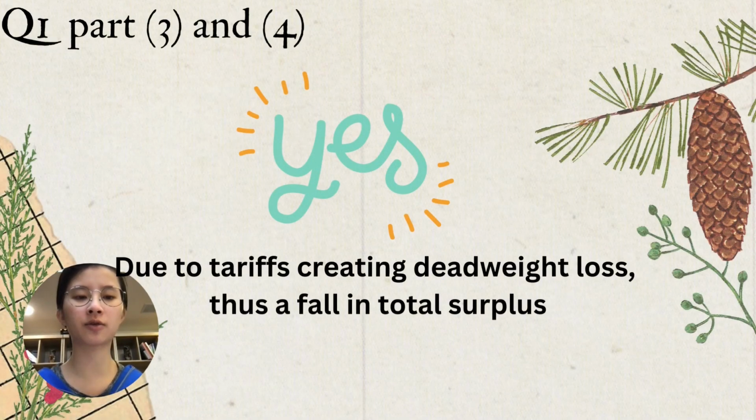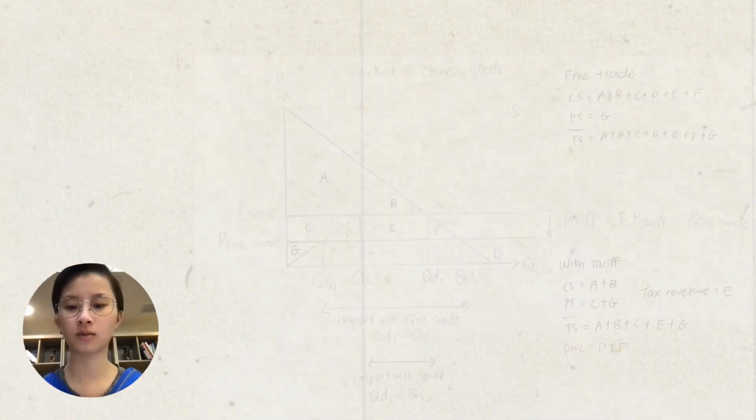Question 1, Part 3 and 4. Do you agree with those economists? Explain your arguments. Use graphical analysis to support your arguments. Yes, I agree with those economists' view, that the Associated Press and Reuters said Trump's tariffs would do more harm than good to the American economy. I agree due to the fact that tariffs will create deadweight loss and thus cause a fall in total surplus.